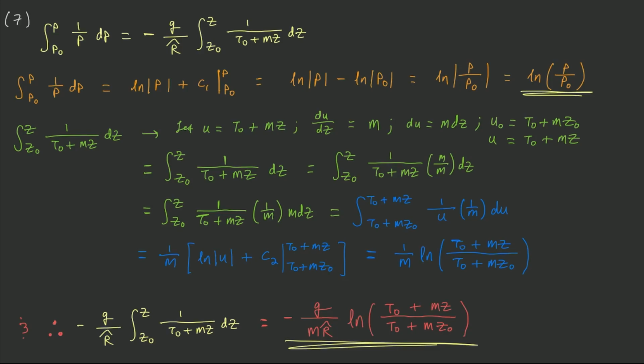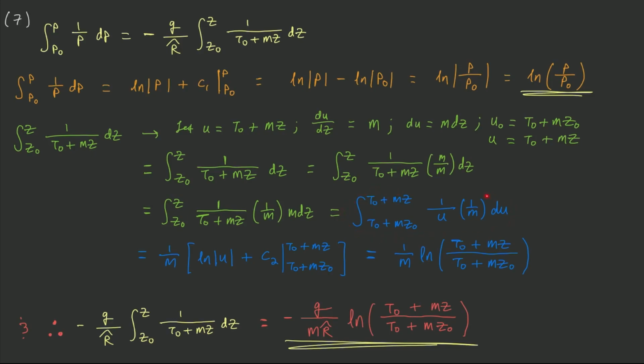So we see here that our limits of integration start off at z naught and z. So we integrate from z naught to z. But when we go to u space, if u is equal to t naught plus mz, at z naught, u is equal to t naught plus mz naught. And that's why this z naught becomes t naught plus mz naught. And at z, u becomes t naught plus mz, and that's why this z becomes t naught plus mz. So you need to change your limits of integration from z space to u space when you do u substitution.